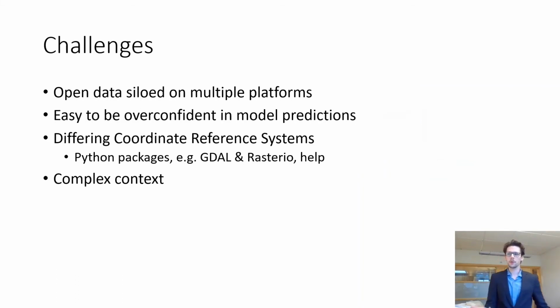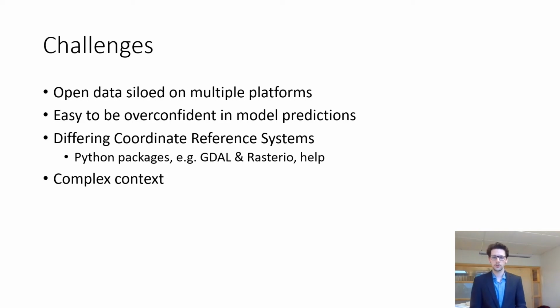Challenges we found: the data is siloed on a lot of platforms and it can be tricky to navigate them when you're not familiar with them. Once you get the model predictions, it can be very easy to be overconfident, and you should always consider the context of what the model tells you. A lot of the data had different coordinate reference systems.